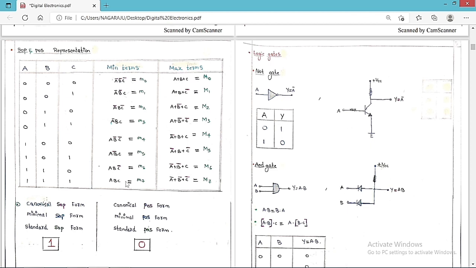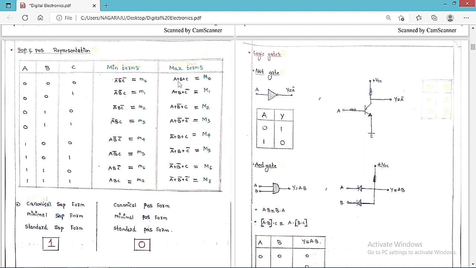If you do the complement of all these min terms, then we are going to get the max terms, which are A plus B plus C, A plus B plus C bar, A plus B bar plus C, A plus B bar plus C bar, A bar plus B plus C, A bar plus B plus C bar, A bar plus B bar plus C, A bar plus B bar plus C bar. So these are the max terms that we are going to get. If we take the complement of the corresponding min term, then we are going to get the max term.